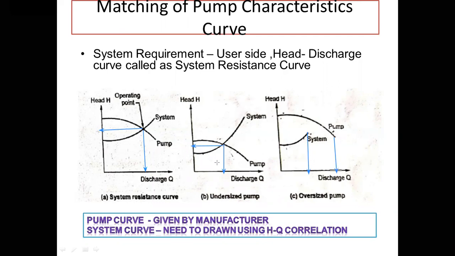Again, it will give the guidelines as to which type of head and discharge ranges that particular pump supplied by the manufacturer would cover. Again, it will give the comment whether we have to select the pump for our requirement or not. So this is matching of the curve. Then we have to just remember the pump curve is given by the manufacturer at standard conditions, and the system curve you have to draw using the given HQ relation, means head and discharge correlation.